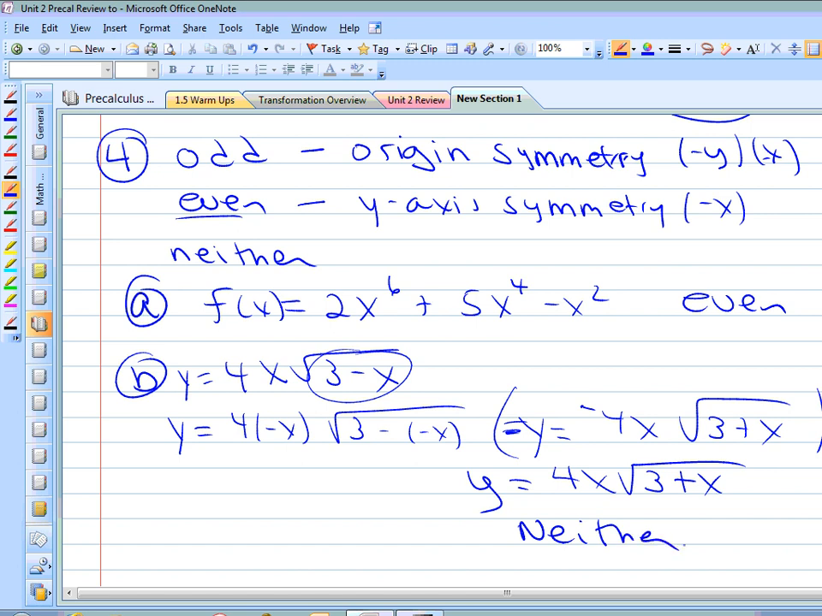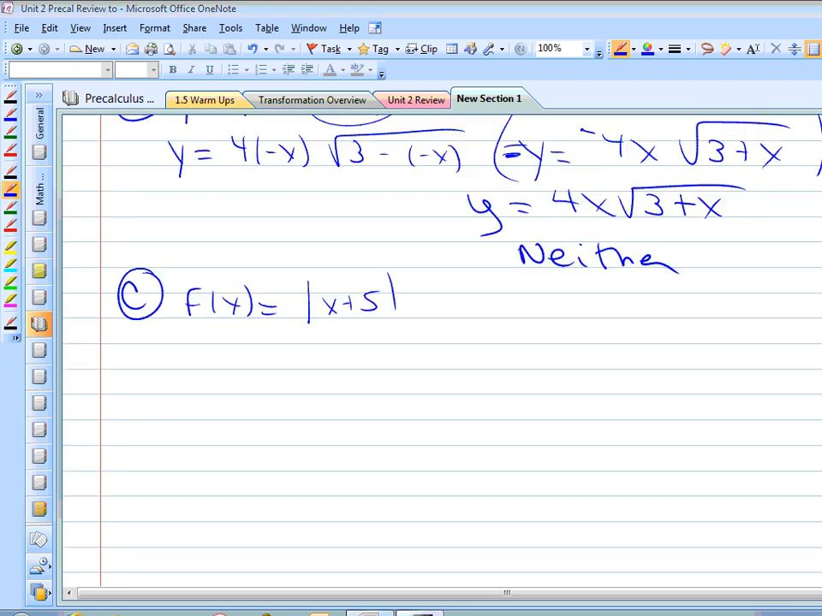But please don't believe just because there's a square root, it's always neither. It just depends. If that x inside had been squared to begin with, it would have come back to its original form at the beginning. So you just have to kind of watch.